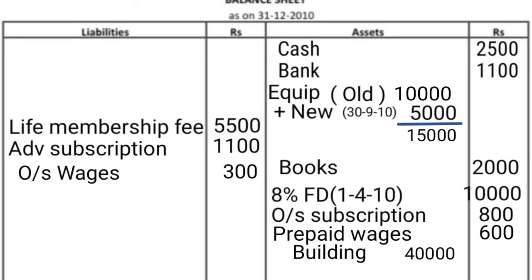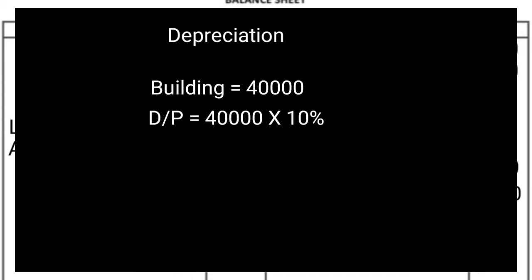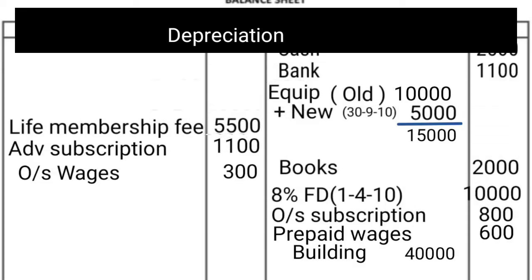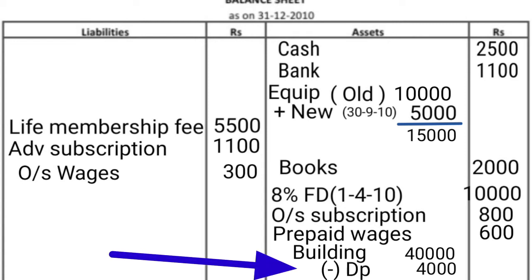So here first we need to provide the depreciation on building. The value of building is 40,000 and the depreciation rate is 10%. So depreciation is 40,000 into 10%. That's equal to 4,000. This depreciation we can deduct from the building. Less depreciation 4,000. The amount would be 36,000.